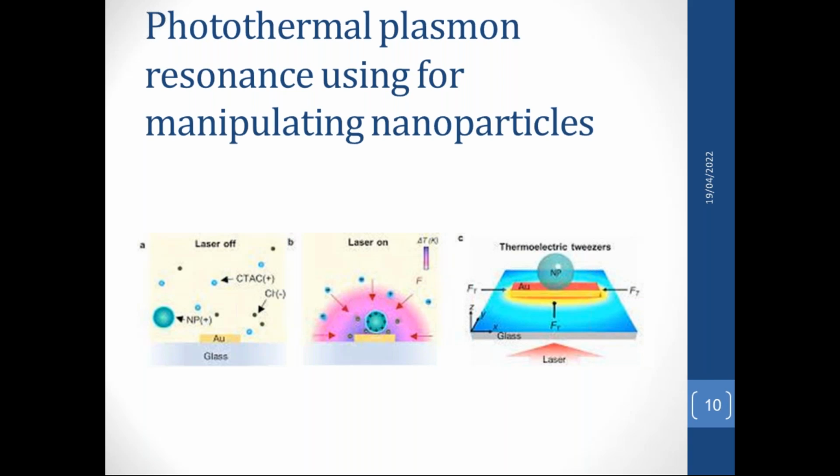Here also we have photothermal plasmon resonance. They use an AU surface for heating, and they shine light onto the surface of the metal, and the photothermal effect attracts the nanoparticle to the area of the metal surface.